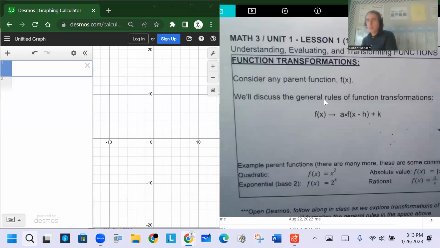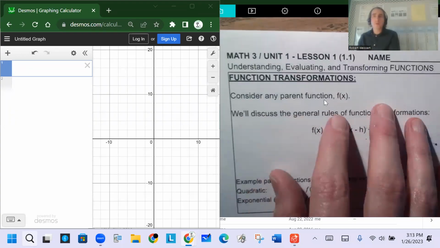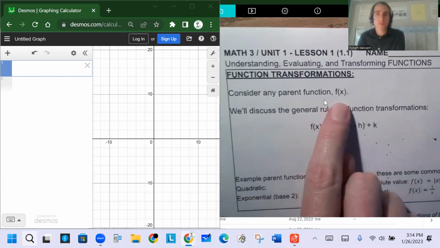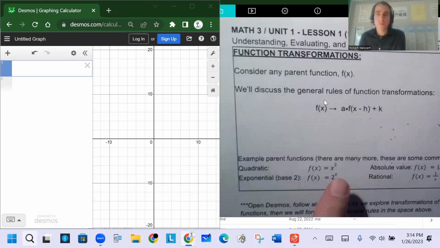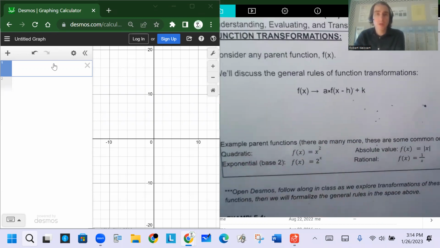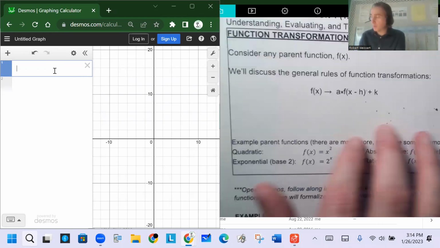Okay, this is going to be generally going over the general function rules. When you graph a function in your calculator, whether it's Desmos or your graphing calculator, you have to define what that function is. So you can't just put f of x in there and it'll be a function. You have to see what the function is. So there's a couple of different common ones that we're going to look at, and I want to show you on Desmos what each of those looks like first, and then we'll talk about the general rules.